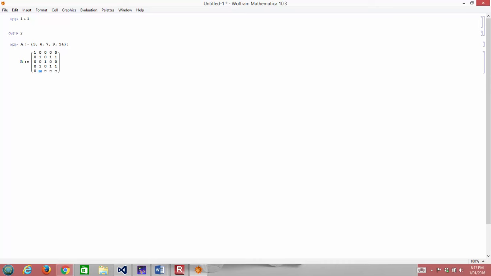14 and 3 are not related. 14 and 4 are related. 14 and 7 are not related. 14 and 9 are related, and 14 in itself are related. So this is my relation that represents what we wanted. If 2 numbers in this list have the same remainder when divided by 5, then we put a 1 there. If not, we put a 0. And this is my relation. Again, we'll suppress the output, and I hit Shift-Enter to make Mathematica know what my relation is.